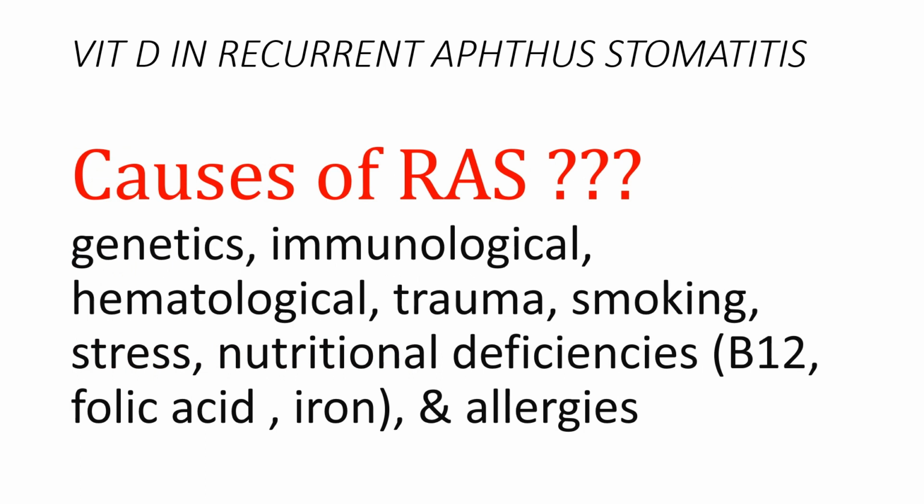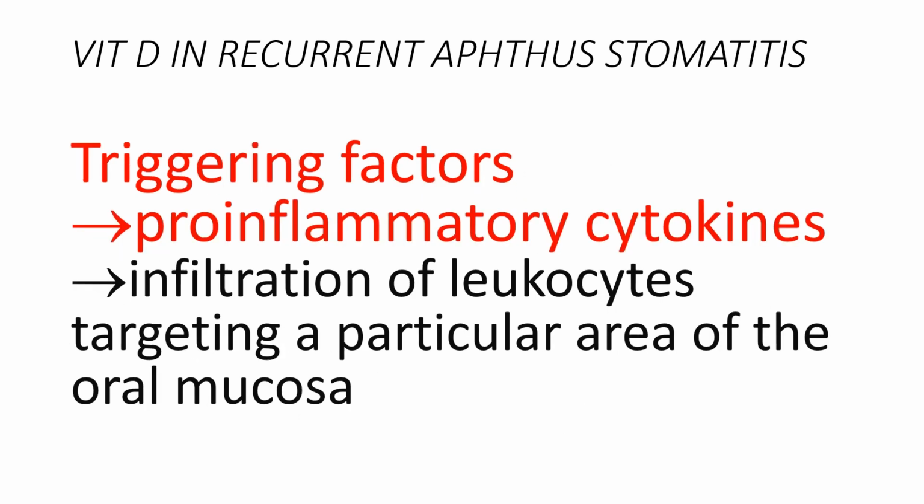While the underlying causes of recurrent aphthous stomatitis are unclear, studies suggest that systemic factors like genetics, immunological, and hematological abnormalities, alongside other variables such as trauma, smoking, stress, nutritional deficiencies, and allergies, may contribute to its development. Prior studies have frequently connected recurrent aphthous stomatitis with deficiencies in multiple vitamins, including hematinic deficiencies like vitamin B12, folic acid, and iron. These triggering factors induce the release of pro-inflammatory cytokines through the infiltration of leukocytes targeting a particular area of the oral mucosa, which varies depending on the extent and severity of the disease.